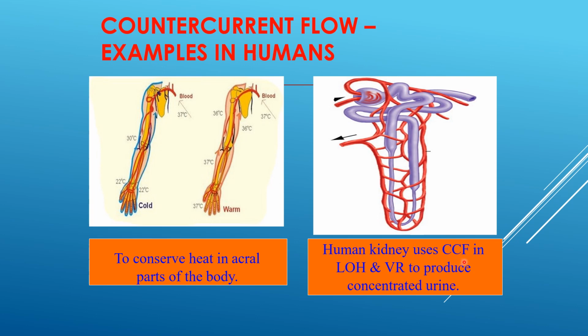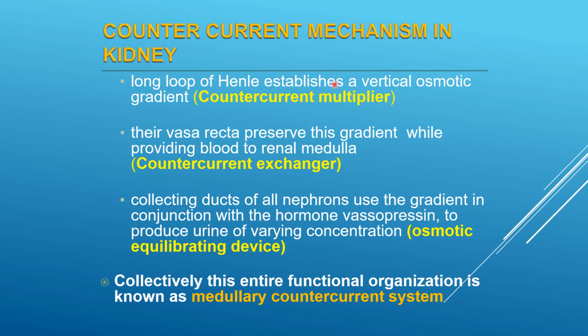And the human kidney uses this countercurrent flow in the loop of Henle and vasa recta to produce concentrated urine. So this is the loop of Henle, and the blood vessels surrounding the nephron loop of Henle are the vasa recta. So between the loop of Henle and vasa recta, this countercurrent flow or mechanism operates.